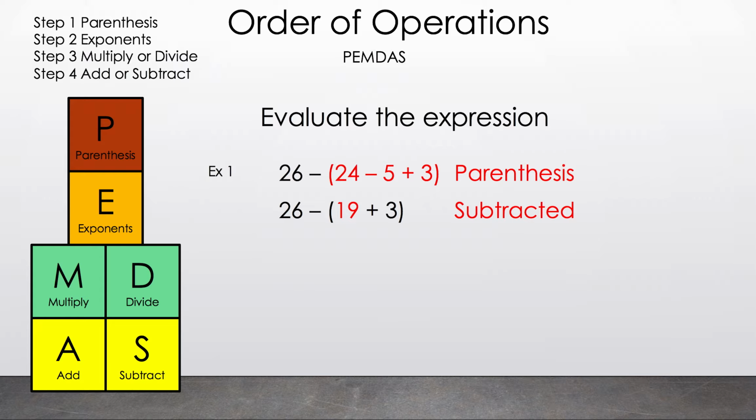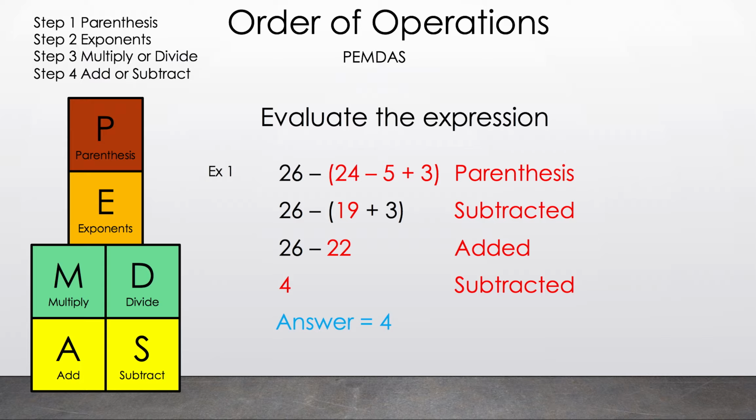So we're going to do 24 minus 5, which is 19. We still have the parentheses, so we're going to add 19 plus 3, which gives me 22. And finally, we're going to do 26 minus 22, which is 4. And that is your answer.